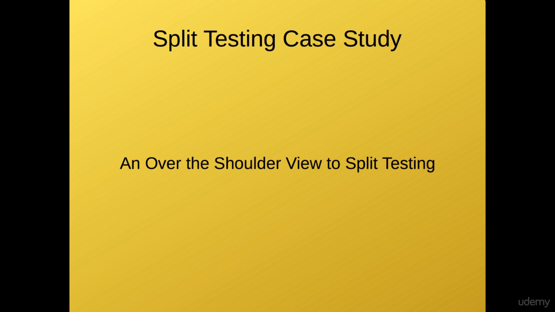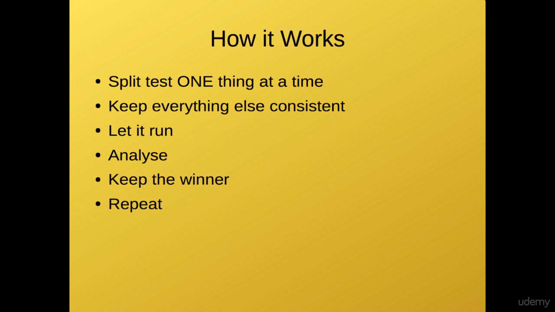So here we go. This is going to be an over-the-shoulder view to split testing. And how split testing works basically is you test one thing at a time and you keep everything else consistent. And this is incredibly important. You can't compare two different ad sets and split test, for example, the image you're using. You cannot split test the image you're using between two different ad sets if there is a number of different differences between the ad sets.